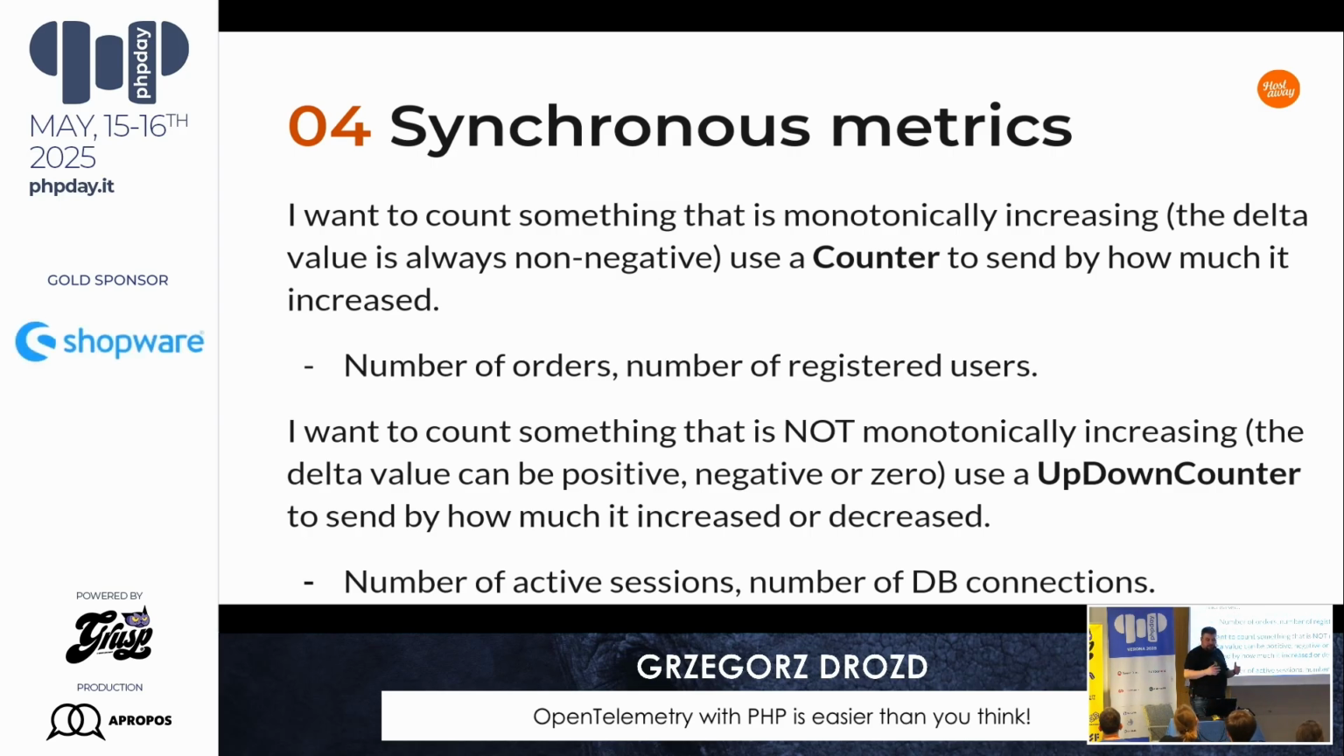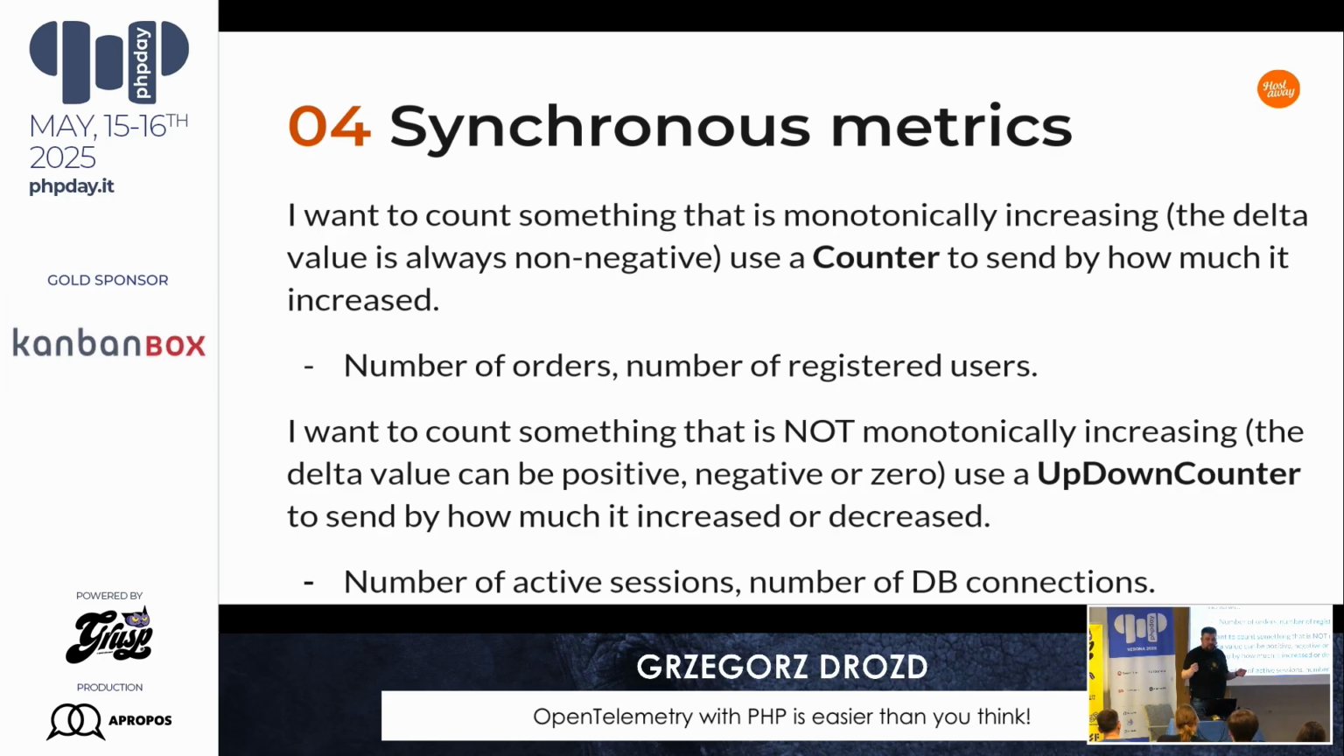So synchronous metrics, the basic ones are counter and up-down counter. The counter always goes up. It's like a global state of how many users registered. Even if the user deletes the account, it was still a registered user, so it always goes up. The up-down counter is a counter where you can send +1, +5, +10, or -1, -5, or -10. And this is a counter that shows you the current state of the thing that you are trying to count. For example, number of active sessions, number of DB connections.